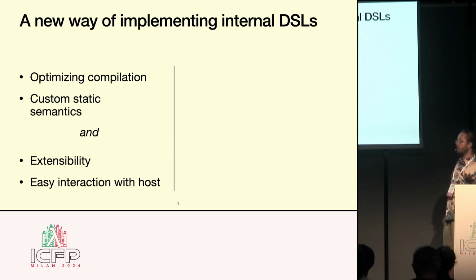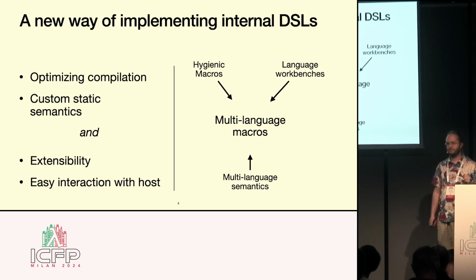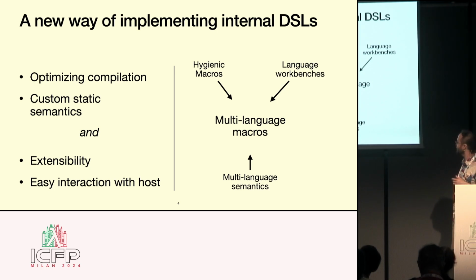So what if we want all four of these things at once for our DSL? How do we get that? I'm going to show you one particular answer, which is a new kind of macro system that I'm calling a multi-language macro system. It takes ideas from conventional hygienic macro systems, from language workbenches, and particularly the kind of semantic meta-languages that language workbenches provide, and also ideas from multi-language semantics about how to structure the interaction between different languages. In this case, the host language, like Racket in my context, and the DSL.